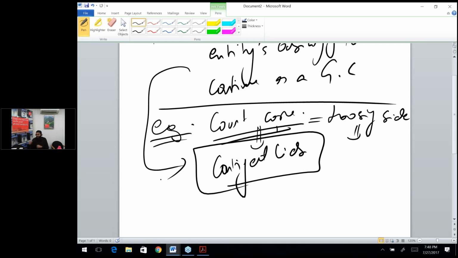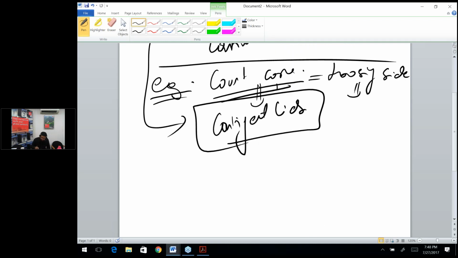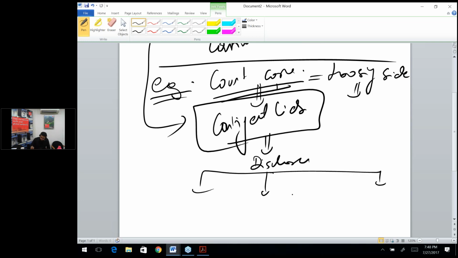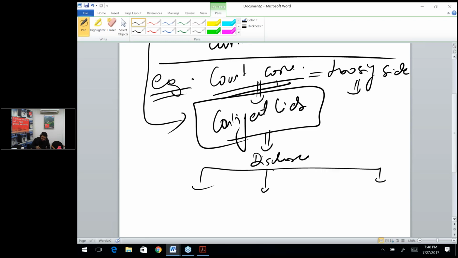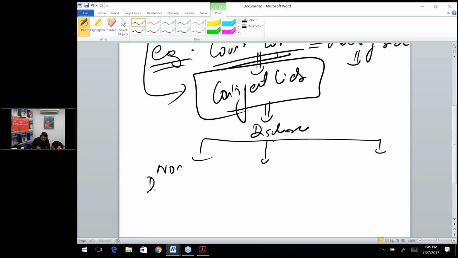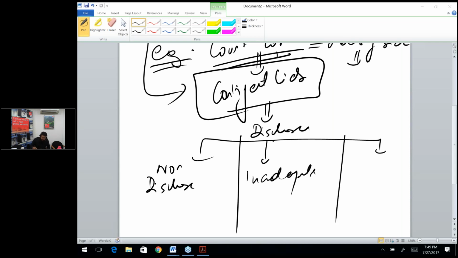ISA 570 states that whenever the entity is facing a material uncertainty to the going concern, the first thing the auditor has to do is check the disclosures that the management has provided. There could be three situations. One is non-disclosure. Another is inadequate disclosure. And the third is adequate disclosure.